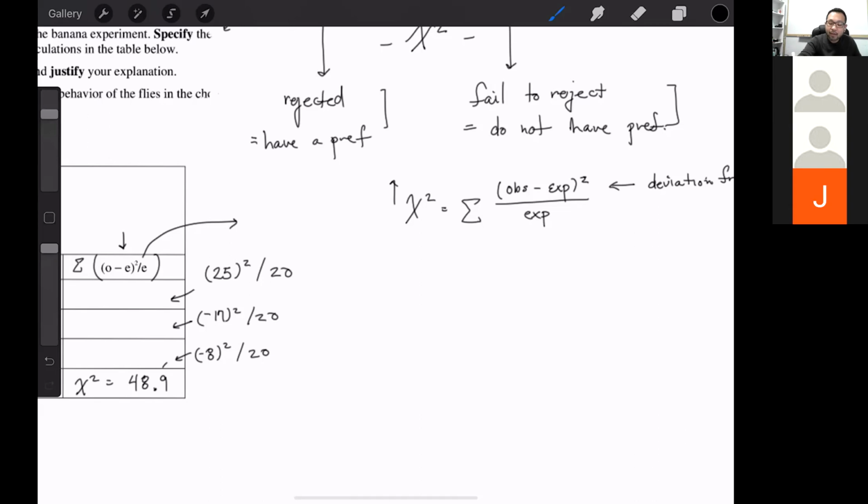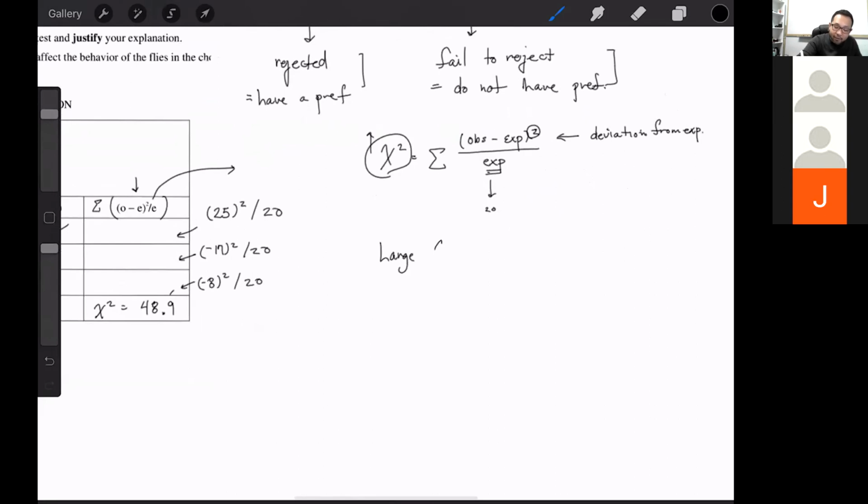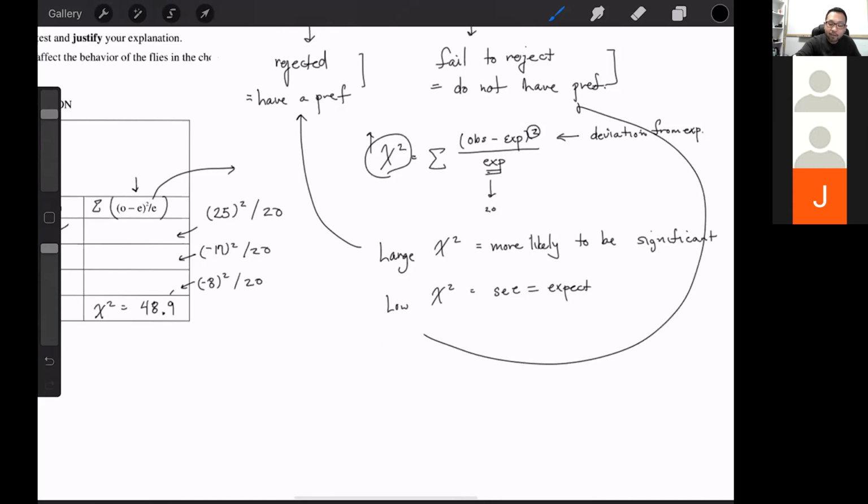And when those large values get squared, and even if they're divided by the expected, this flat value, in this case of 20, that's going to give us a rather large chi-square value. So what that means is that with a large chi-square value, it's more likely that you are seeing something significant, something worthwhile investigating, whereas a very low chi-square value is probably telling you that what you see is what you expect, which means that there's nothing significant going on, that they don't have a preference. So a large chi-square value is going to be more likely leading you to rejecting that null, and a low chi-square value is going to be more likely to lead you to failing to reject that null hypothesis. So hopefully, logically speaking, that makes sense to you guys, okay?